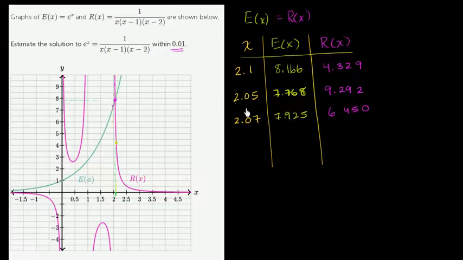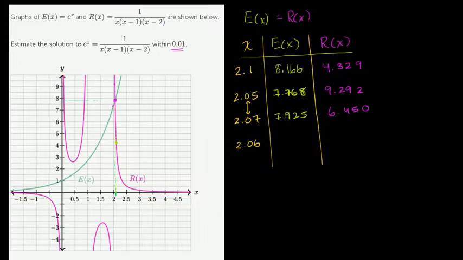Now r of x has dropped below e of x. So we know the right answer is in between these two numbers. And if we select 2.06, that's definitely going to be within 0.01 of the right answer. So I would go with 2.06. It is definitely going to be within 0.01 of the correct solution.